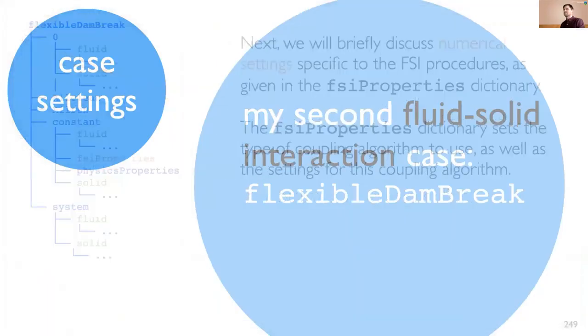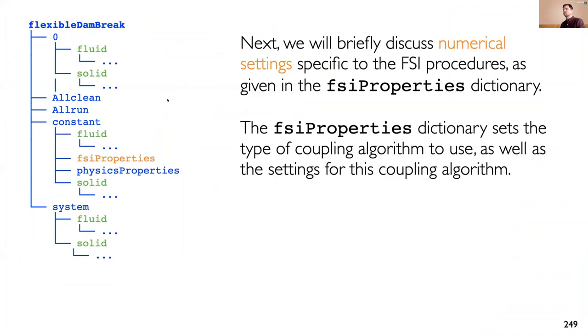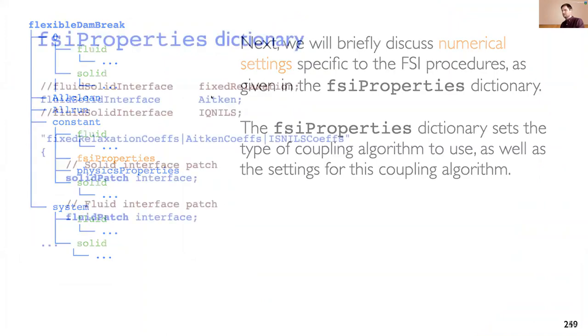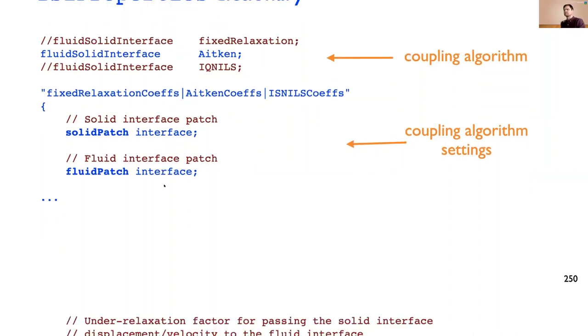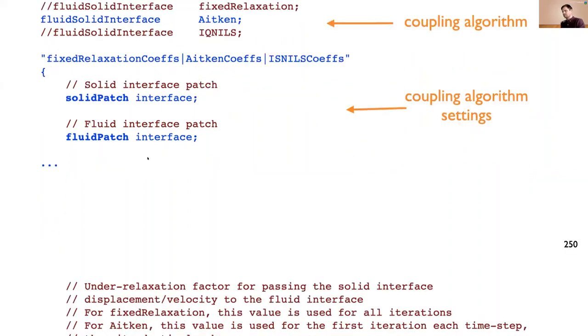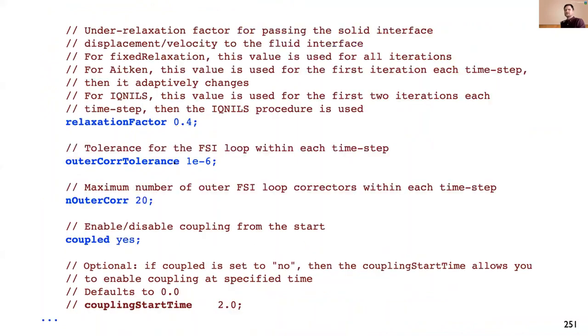Some extra FSI settings. If we open up fsiProperties, there are three coupling methods implemented at the moment: fixed relaxation, Aitken accelerated relaxation, or IQN-ILS. Depending on which one you pick, they have some settings. For example, you have to specify what the solid patch or fluid patch interface, the FSI interface patch or patches, are. They can be lists or individual patches. And then some settings for the coupling procedure itself, so some relaxation factors, some tolerances.